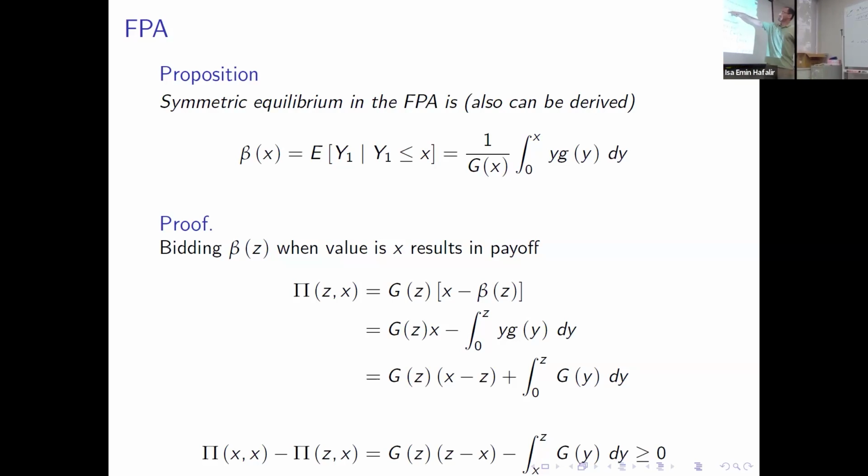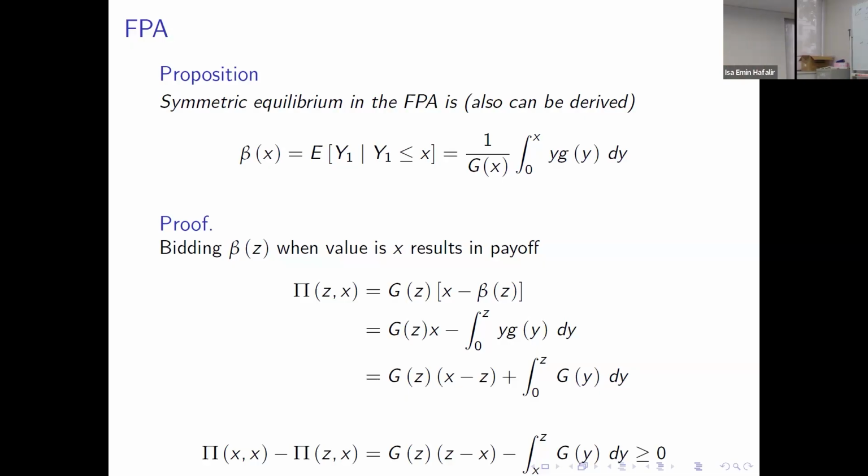You can see that this is exactly equal to the expectation of the highest of n minus 1 variables, subject to this highest being smaller than your value. So this is our only equilibrium candidate. This is a symmetric equilibrium in a first price auction. But this only solves the first order condition, and since we do not know the concavity of this problem, this may be a local minimizer or a maximizer, but we wouldn't know that this is a global maximizer. So then this simple proof will show us that this is an equilibrium.